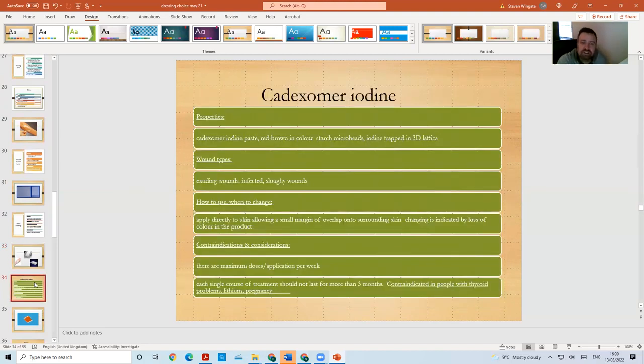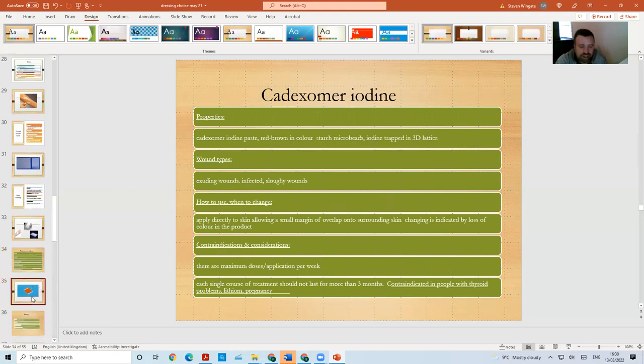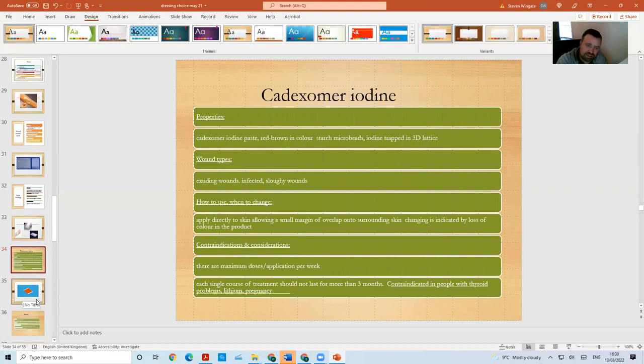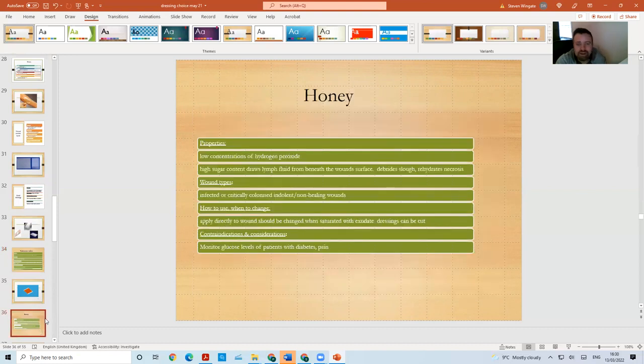Iodine dressings, so these are the ones that are quite orange. Looking for wounds that are slightly infected or wounds that have got going through the sloughing stage. Apply directly to the skin with a small margin of overlap. And again, you've got those ones there. So that could be your primary, and then you would add a secondary layer on the top.